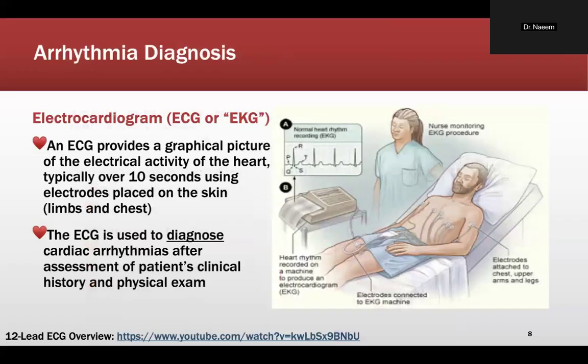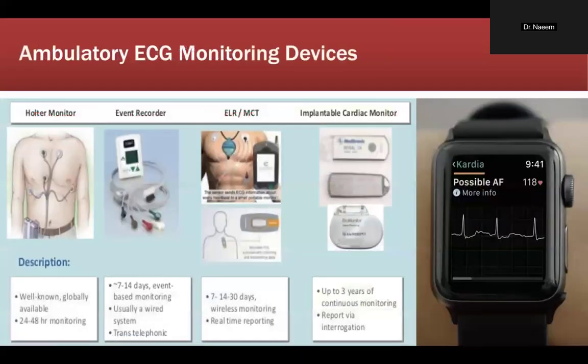So the EKG, ECG, both are essentially the same thing. This is a picture of the electrical activity of the heart, and it's typically over 10 seconds using electrodes. And it's used to diagnose arrhythmias after assessment of a patient's clinical history and physical exam. So you all may have seen an EKG or ECG strip, and I'll get to that eventually.